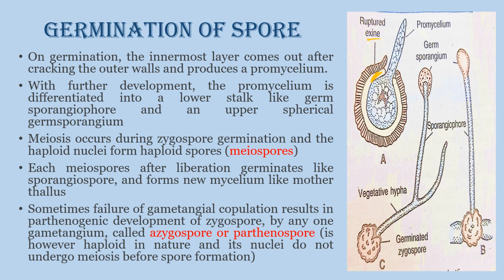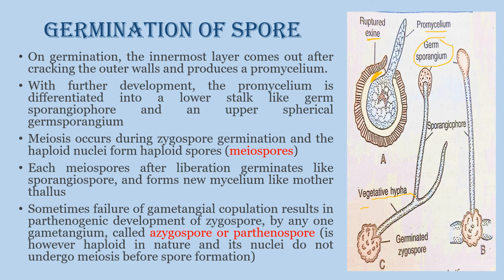The content of the zygospore comes out in the form of a germ tube or promycelium, and then it branches to form a vegetative hypha. This is the vegetative hypha we are seeing. And the tip of the vegetative hypha forms a germ sporangium.